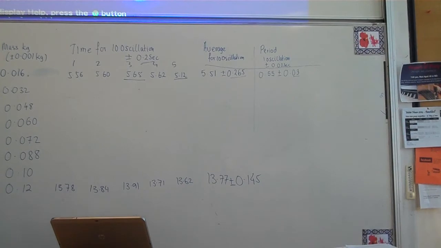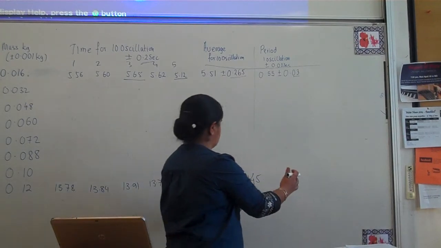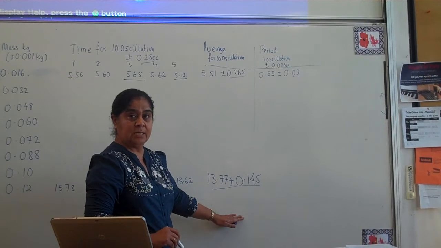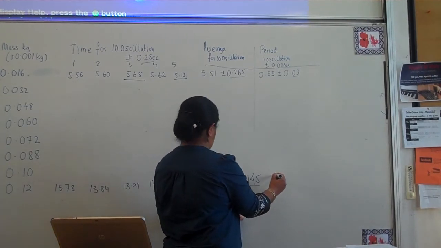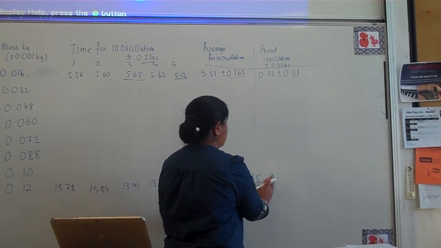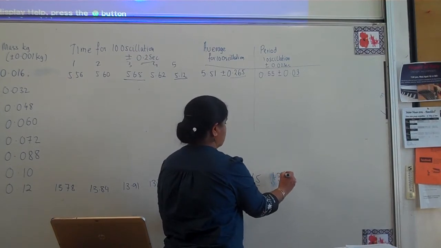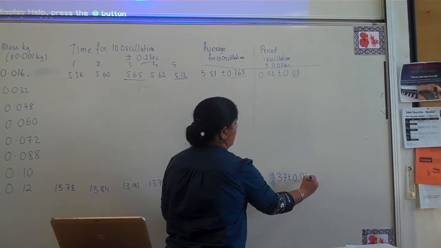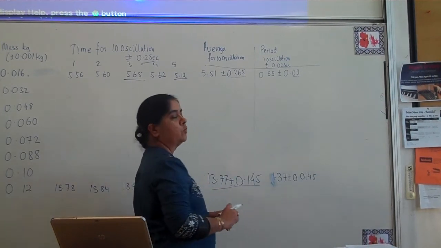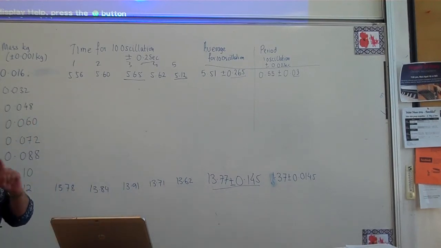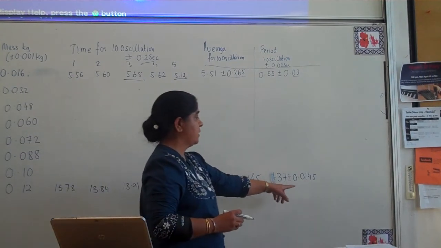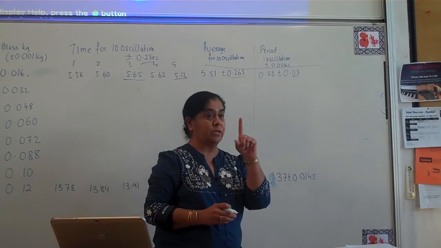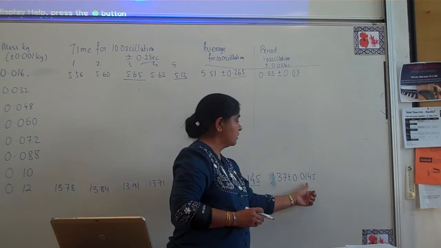Okay. Next. When we change it to one oscillation, you divide this whole thing by 10. So what does it become here? 1.37 plus and minus 0.0145. I haven't done any rounding yet. Okay, so the first rounding I'm going to do is for uncertainty. So what will happen to the uncertainty when I round it? I want only one significant figure.